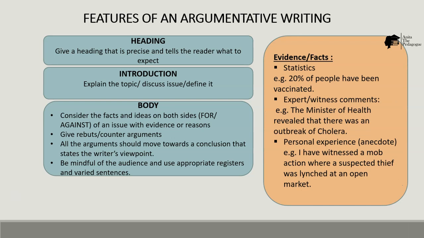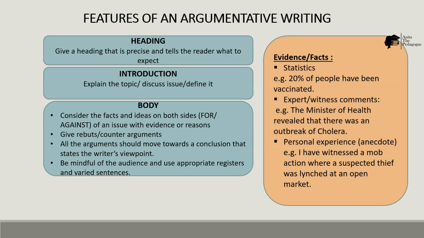Now let's look at the use of evidence or facts. When we say use evidence or facts when you write an argumentative writing, we are saying that you should make use of statistics, expert or witness comments, and personal experience. So an example of using statistics is the mention of 20% of people have been vaccinated. The fact that you have mentioned the exact amount of people, whether it's 50%, 100 people, 500 people, anytime you use these numbers, these percentages, you are giving statistics.